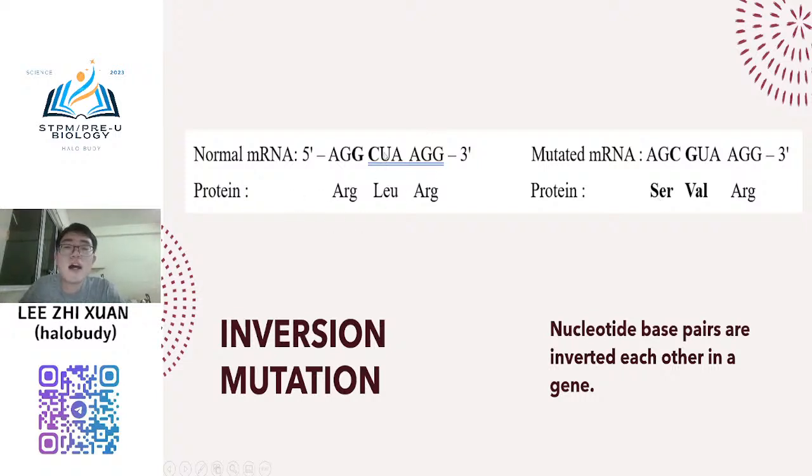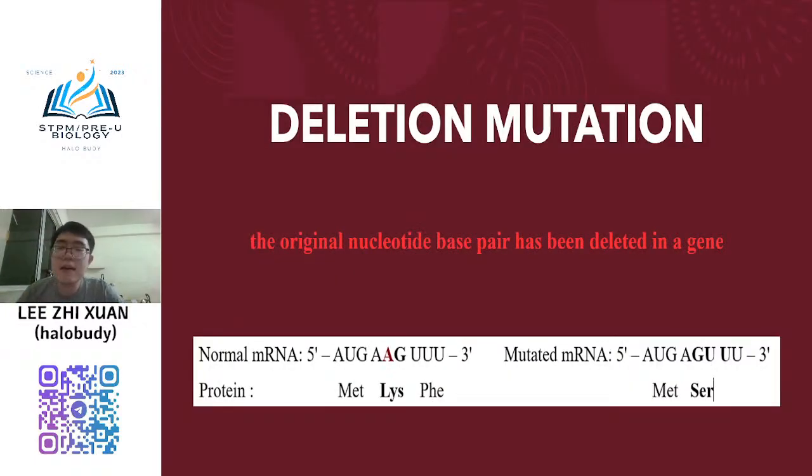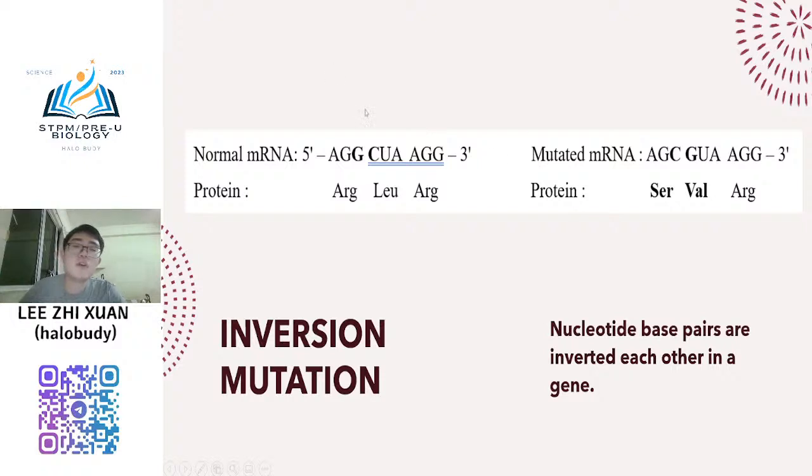So we need to see how many inversions occur. If only one inversion occurs, normally only two amino acids will change. But if many inversions occur, it will also have a very huge effect. But this effect is not as large as this. But it can also have an impact on humans, because with mutation, it means there will be an impact.